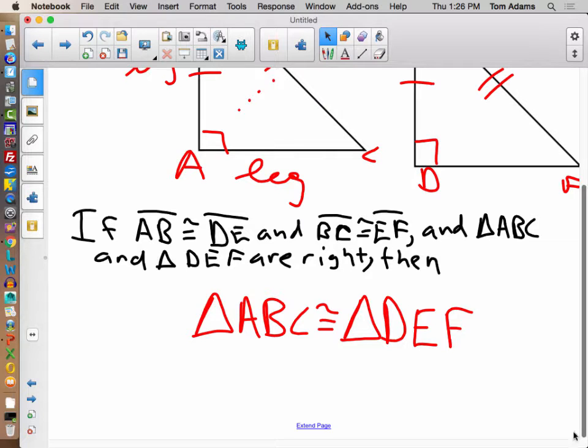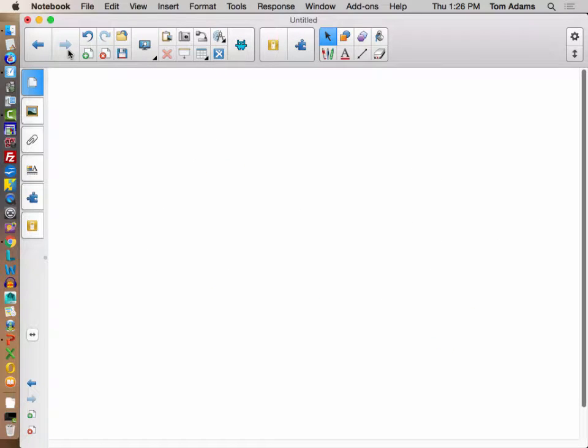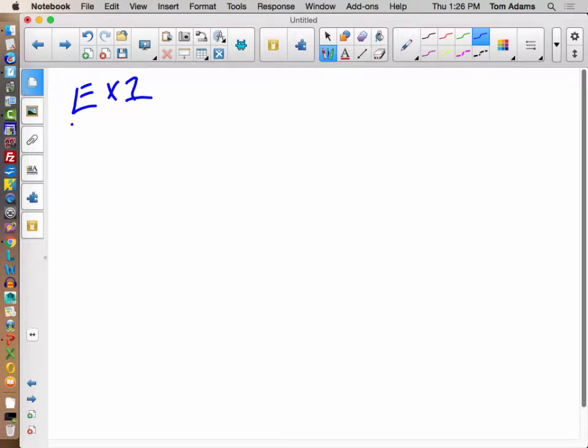So let's get started with example number 1. Did you guys have that all written down? I hope so. If not, let me know. I'll pull it back up, edit the video if we need to. So, for example number 1, what they want us to do is we're going to use this to prove that two right triangles are congruent.